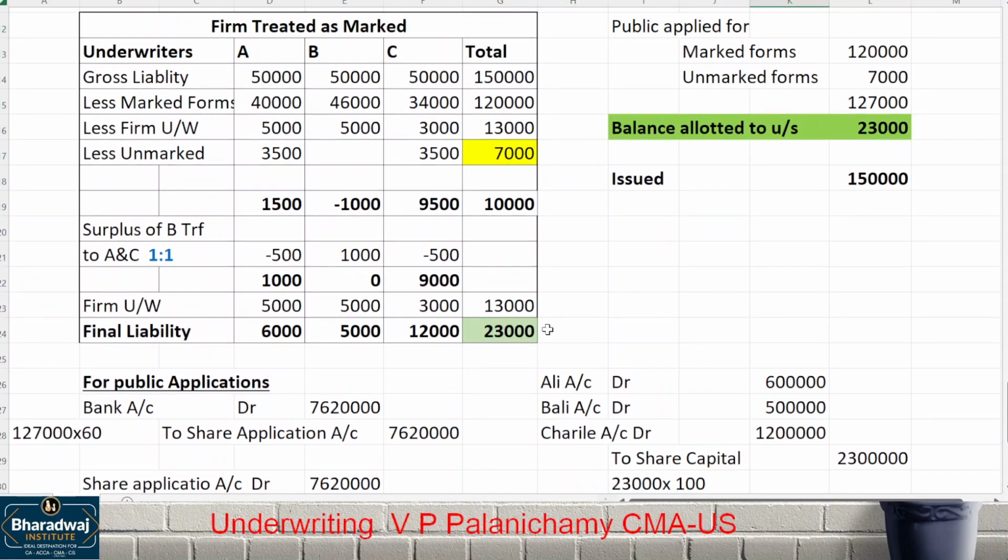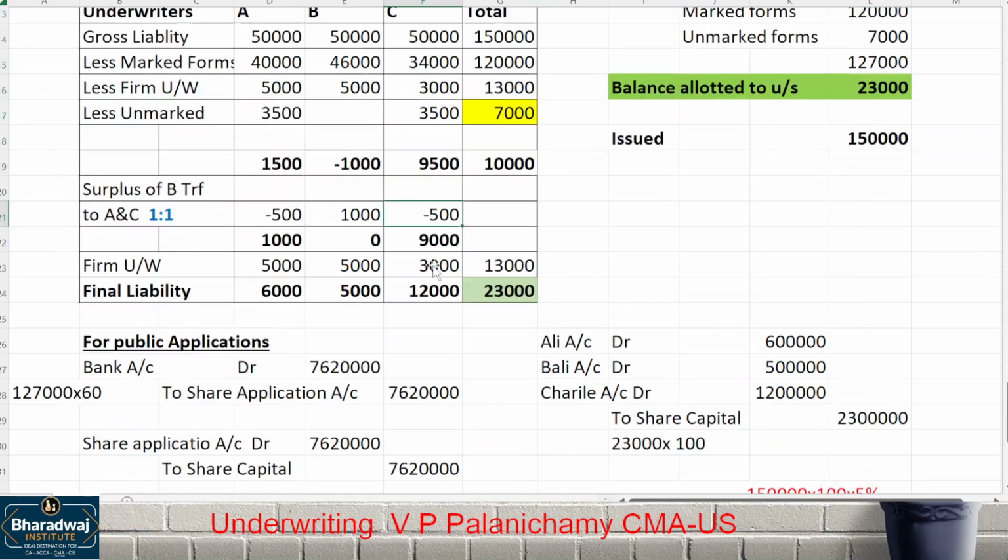See, in your study material, what they would have done is at each step put an amount: less marked applications one amount, less underwriting one amount, less unmarked one amount, like that. That will lead to unnecessary confusion. So from gross liability, deduct all these things, then you will find the true surplus. If there is a surplus, transfer it to the other underwriters.